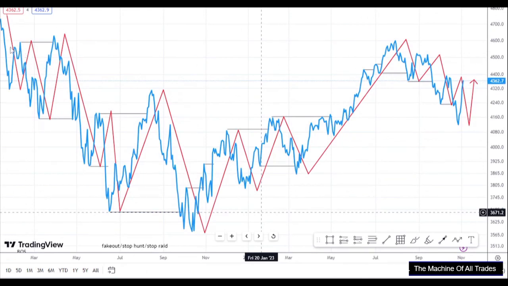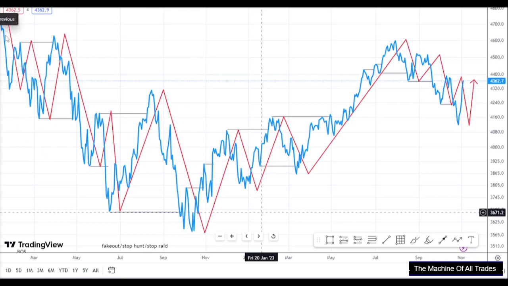Yeah, so this is the blue line graph. It is the real market structure of the S&P 500 index. And the red line, the line object, is what I used to represent the basic market structure of the S&P 500 on the daily.